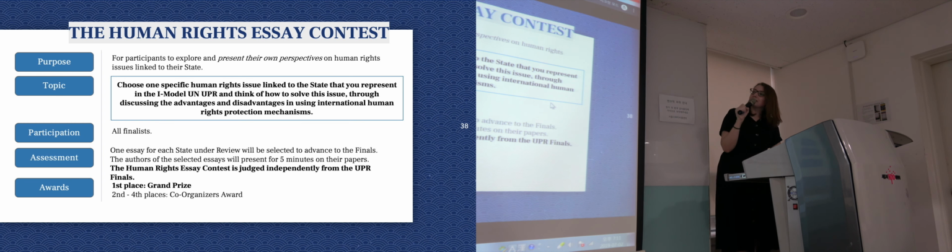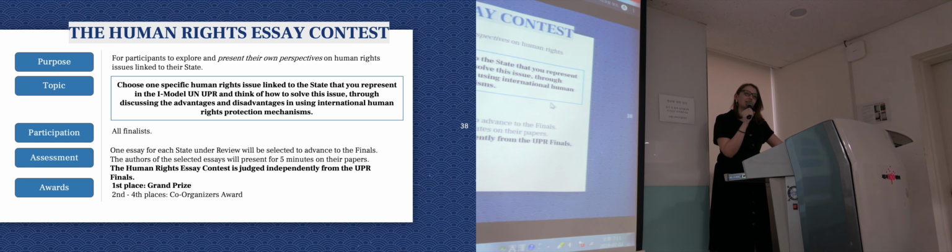So the topic will look something like this for the human rights essay. We want you to look at a specific human rights issue linked to the state that you represented, and think of how to solve this issue through discussing the advantages and disadvantages in using international human rights protection mechanisms. So this human rights issue does not have to be one of the thematic issues that you addressed. It can be something that you find more interesting perhaps, but it should still link back to your state under review.